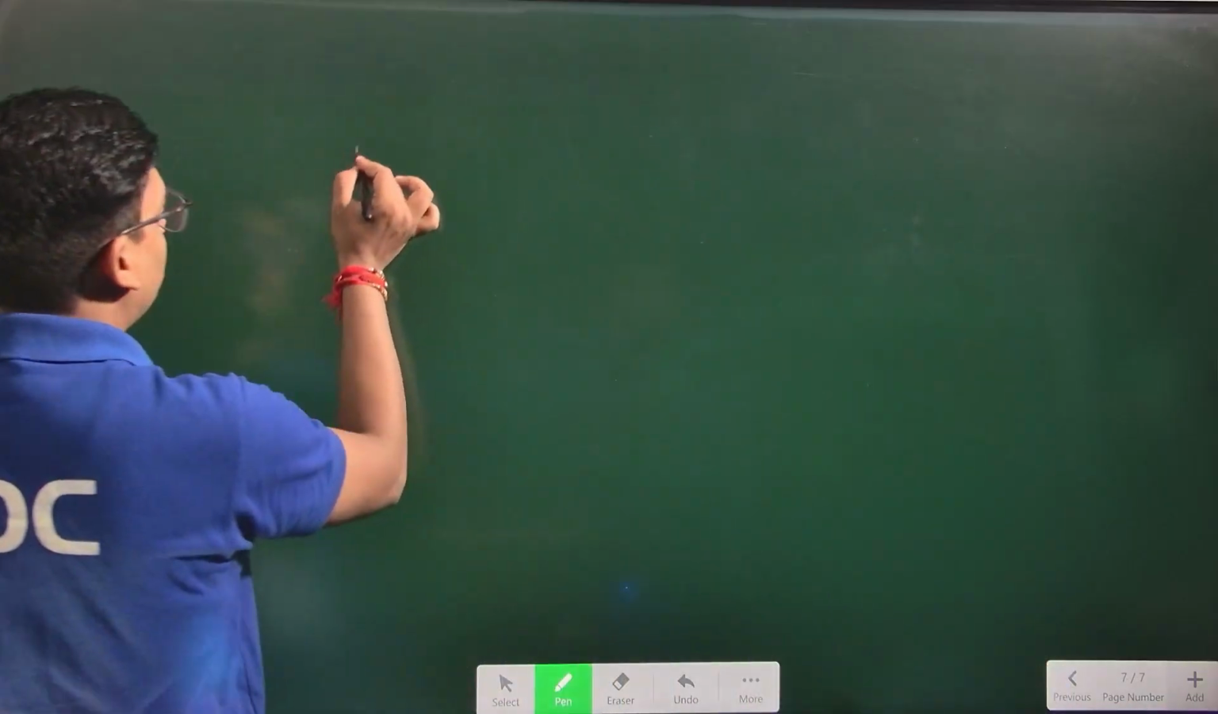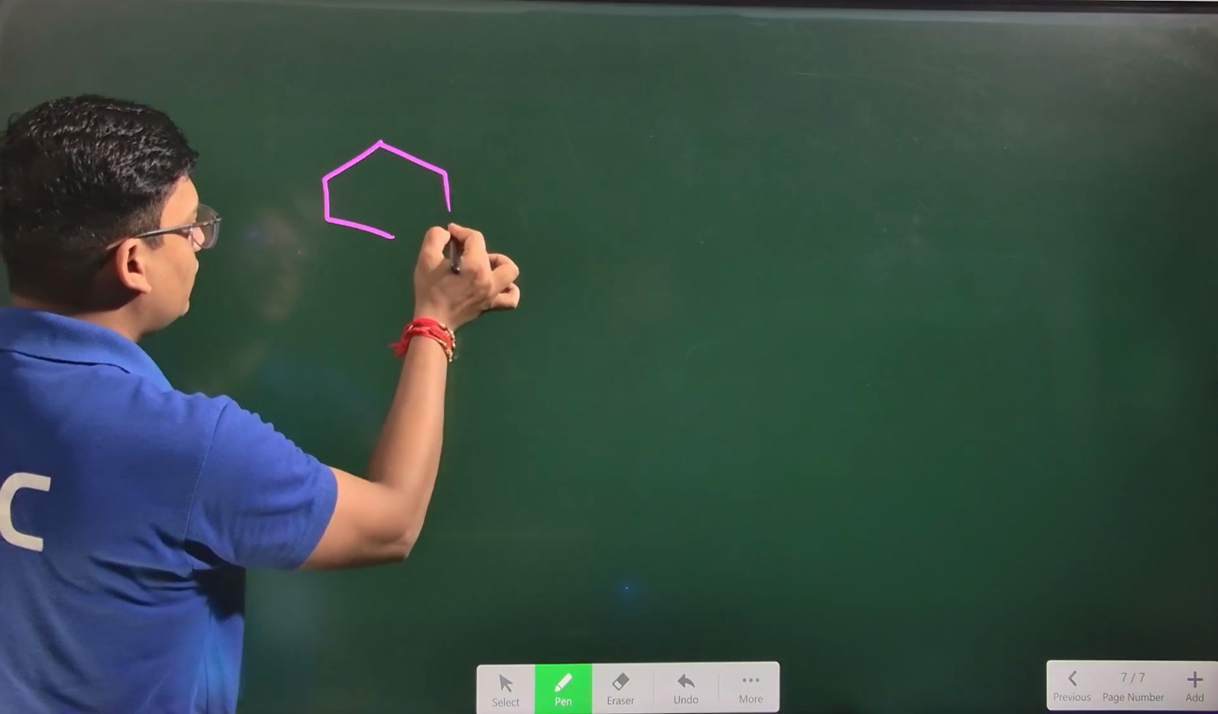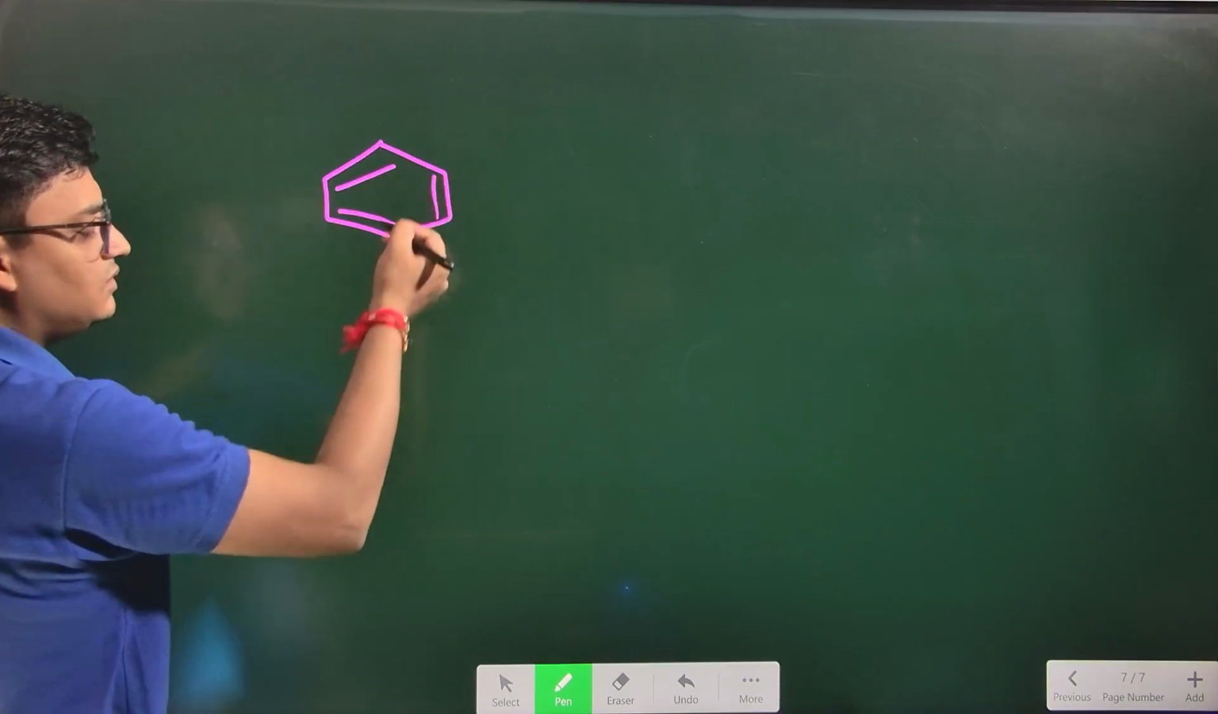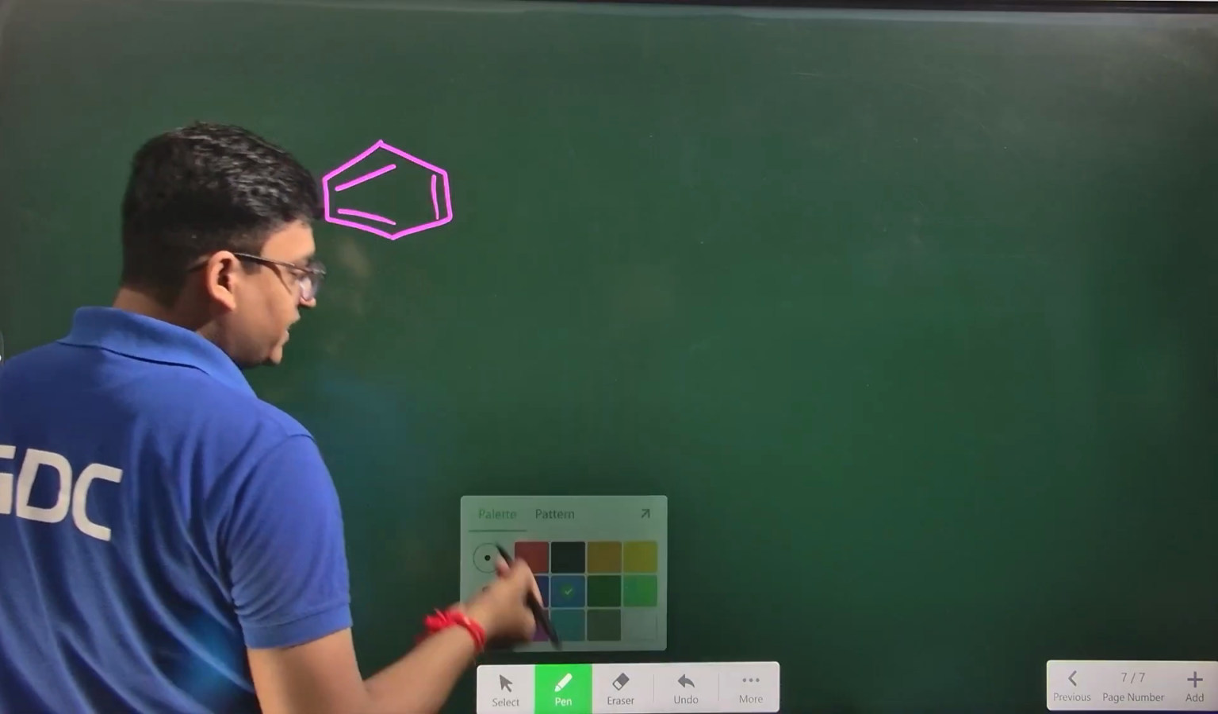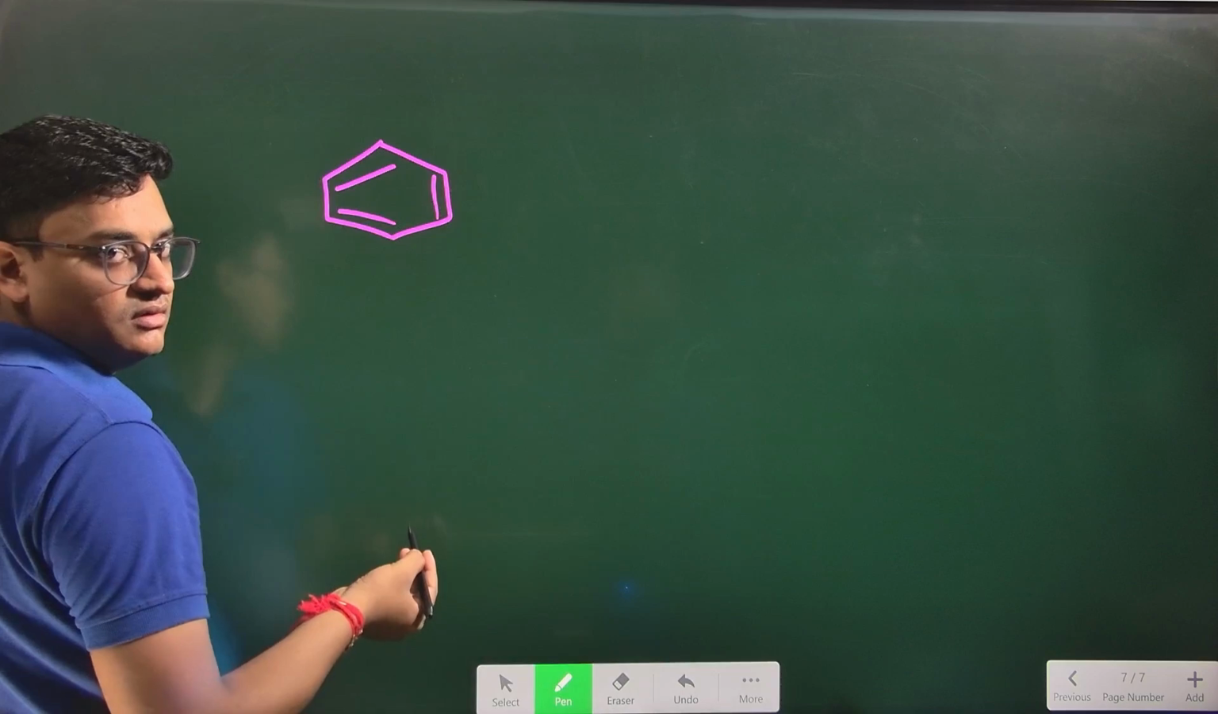You have seen the case for benzene. Okay, we have benzene. What do you think? This benzene actually has a cyclic structure.